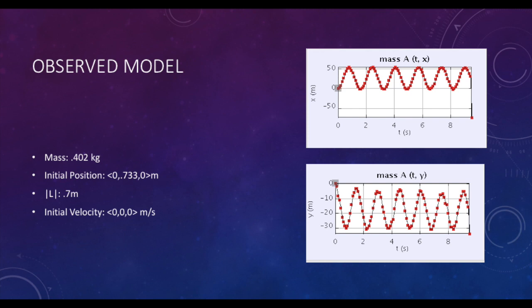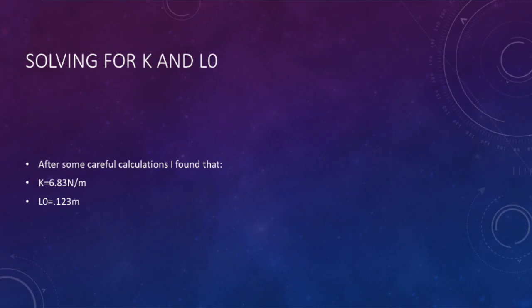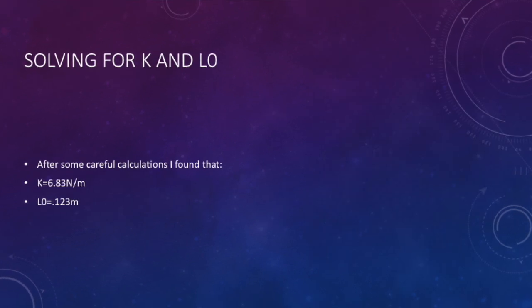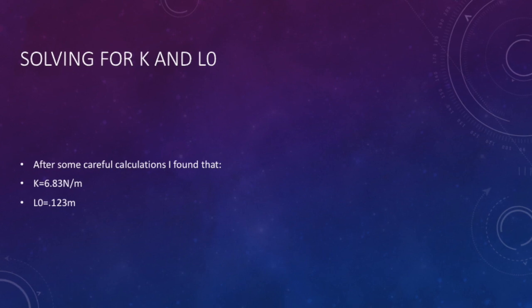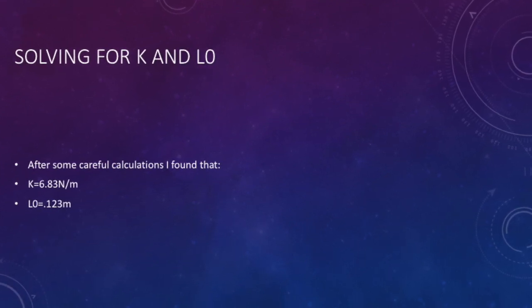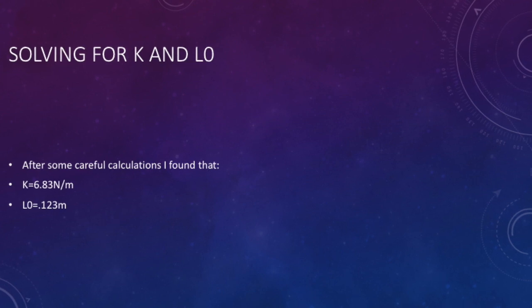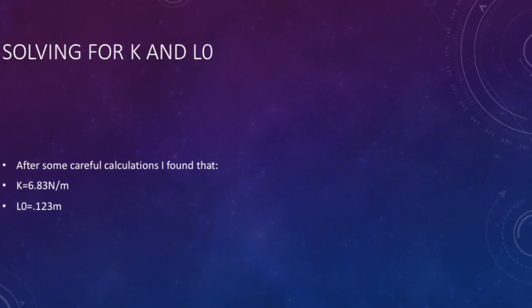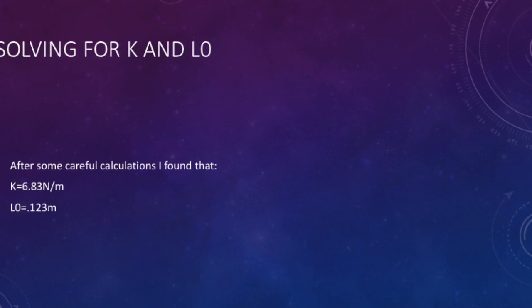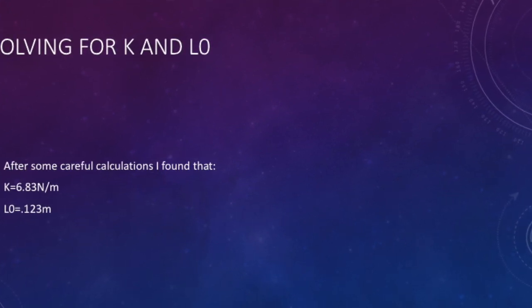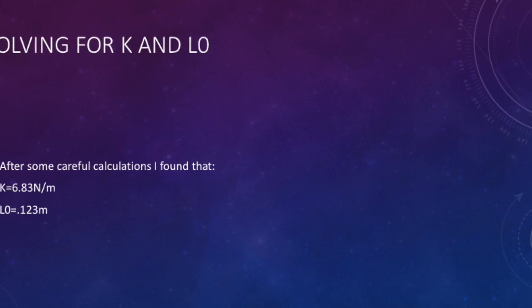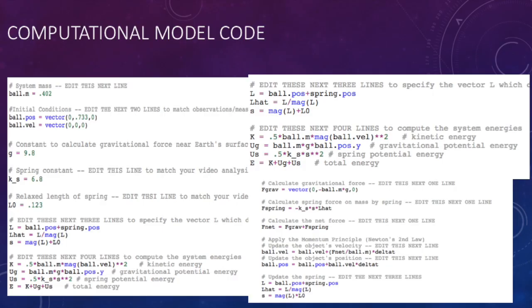Here you can see the movement in both the x and the y coordinates of the object on the end of the rope and spring. I then used the period of oscillation in the y direction to solve for k. And then from there, I was able to solve for L naught, or the initial length of the spring. For k, I found that it was 6.83 newtons per meter, and for the initial length, I found that it was 0.123.